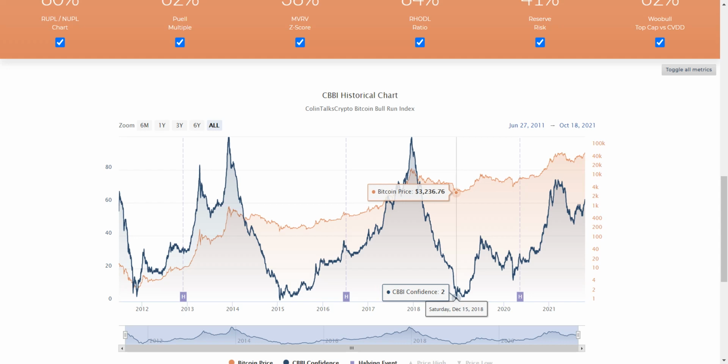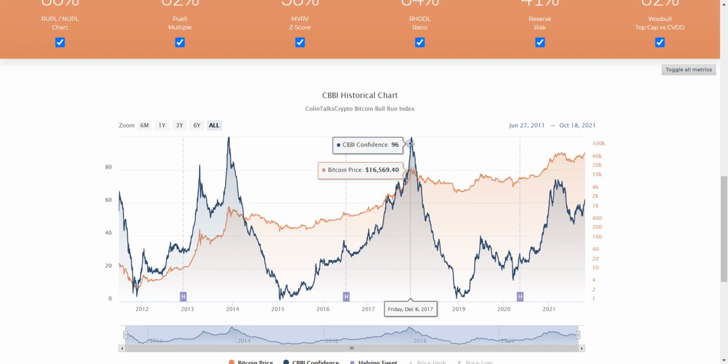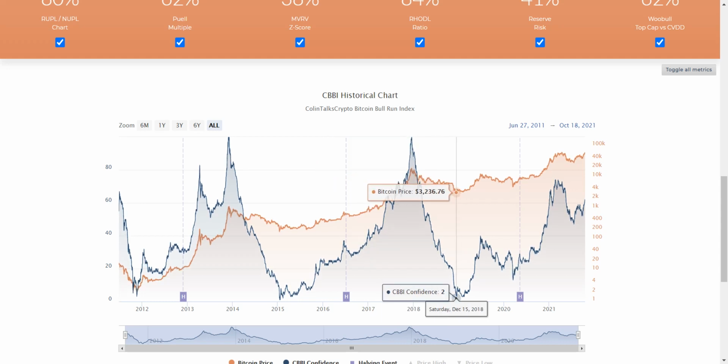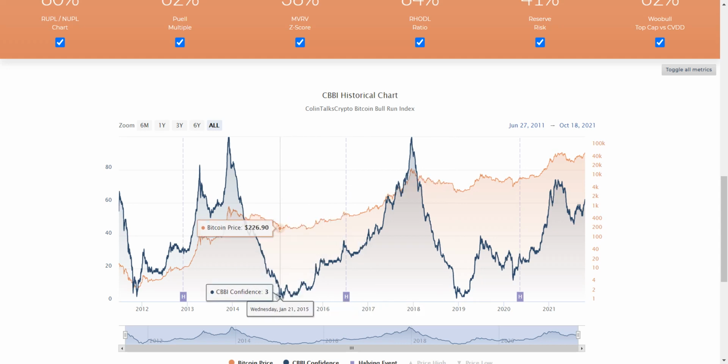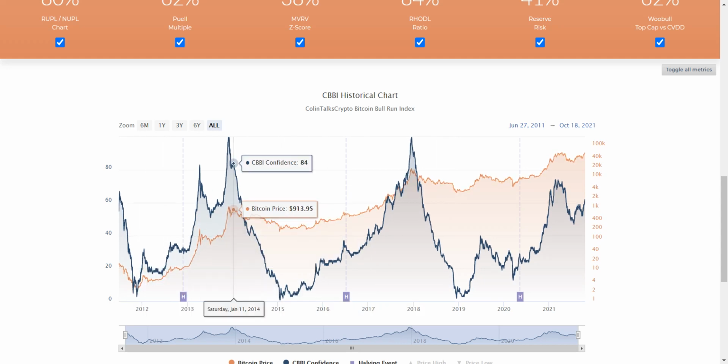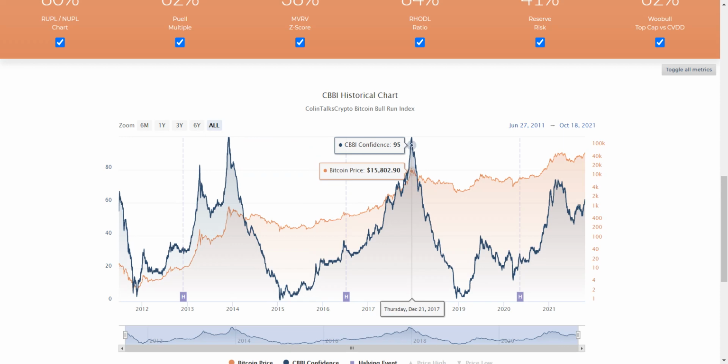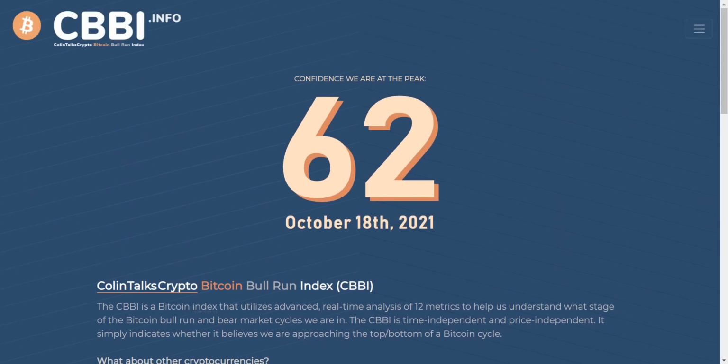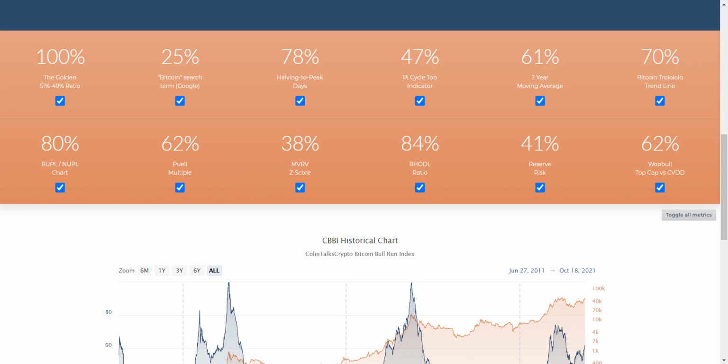So, you know, the general idea of this model is that when the CBBI confidence is at 100, that is the market cycle peak, and when it's at 1, that is the bottom of the bear market. Now, we got very close to 1. We got to 2 here, we got to 2 here, we got to 3 here, and then on both of the bull markets, we've got to 100. Right now, we're currently at around 62, and you might be wondering, how does this come to this calculation?